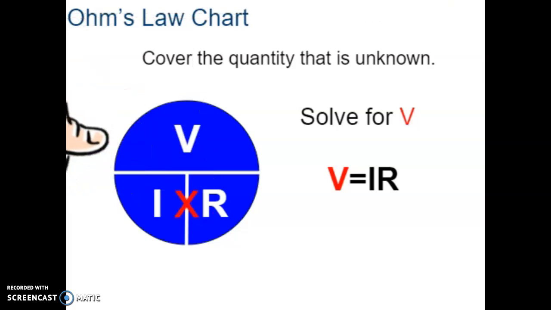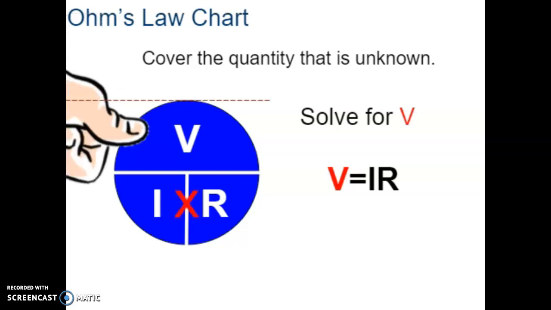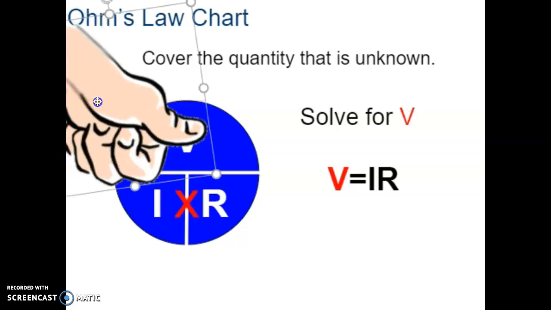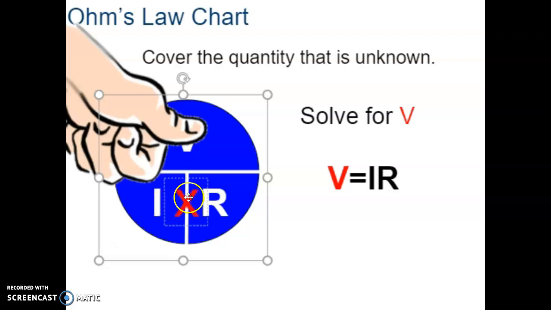So basically, this is a chart that has V, I, and R on it, with I and R at the bottom. What you do is take your thumb, and if you are looking for V, pop your thumb right there, and then boom, you've got your answer. It's I times R.